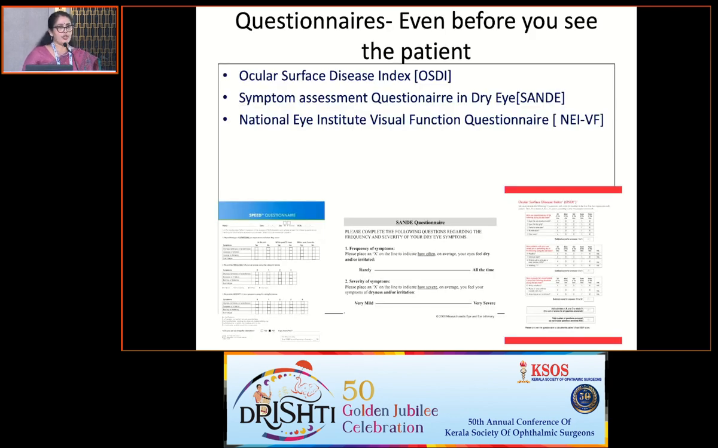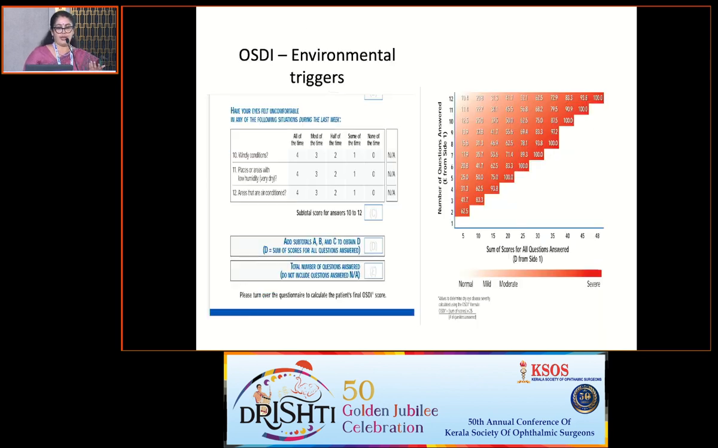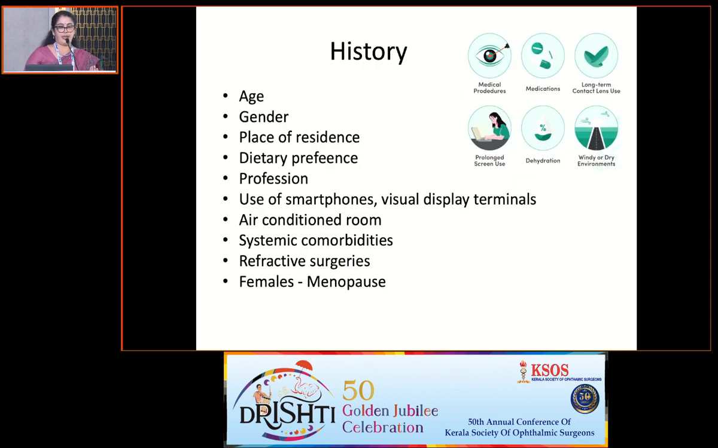So one of the easiest tools available could be the questionnaires. Lots of questionnaires are there. The OSDI, or the Ocular Surface Disease Index, is a favorite one. We can translate it into the local language. And the advantage is that the patient can fill it even before we see the patient. So it can be a very useful starting point. So we get a score and we can start from there.